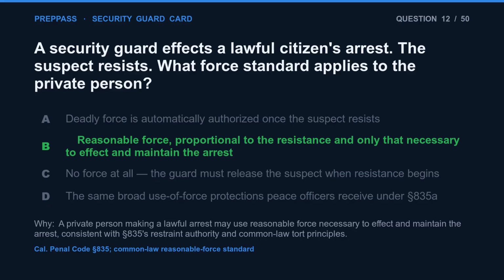The correct answer is B. A private person making a lawful arrest may use reasonable force necessary to effect and maintain the arrest, consistent with Section 835's restraint authority and common law tort principles.